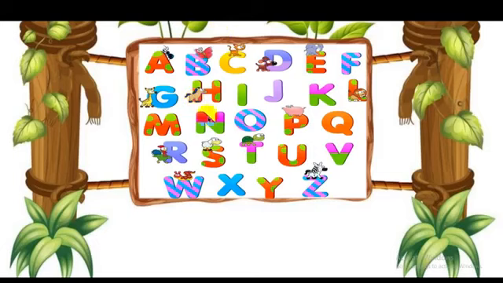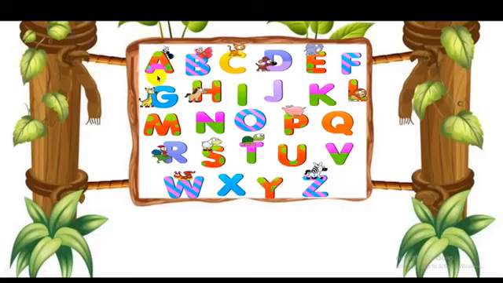We have 26 letters. Each letter has a name and a sound. For example, we learned about letters A, B, C, D, E, F, G, H, I, so far. We learned that this is capital letter A, uppercase letter A, and it has a name and a sound.